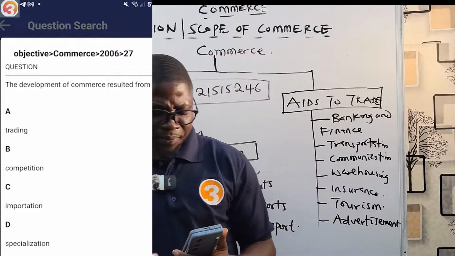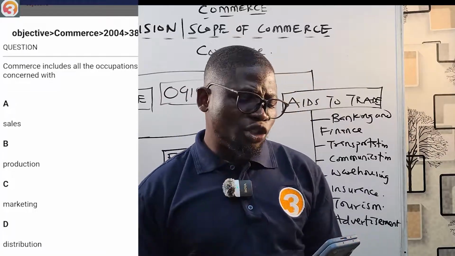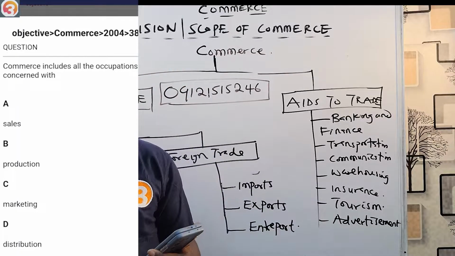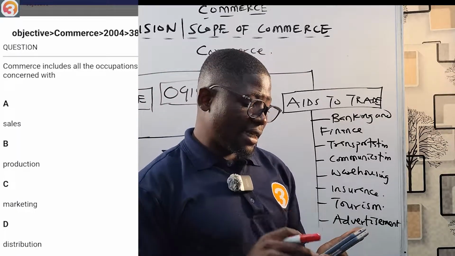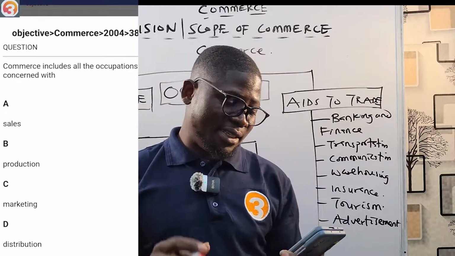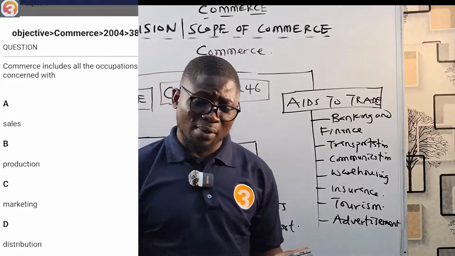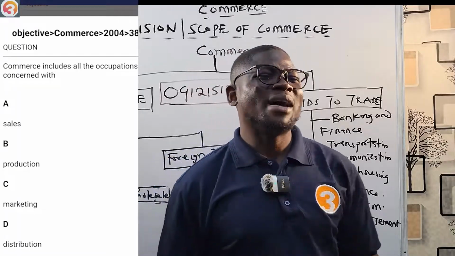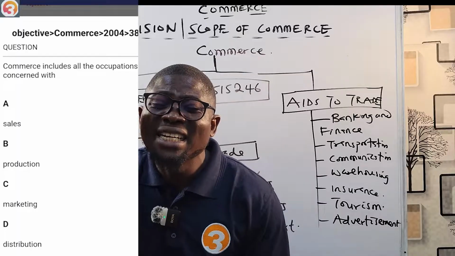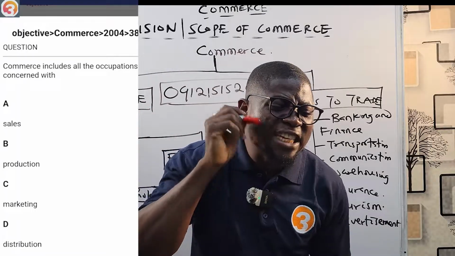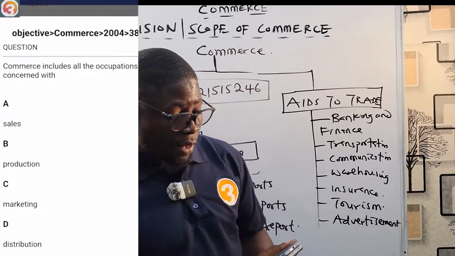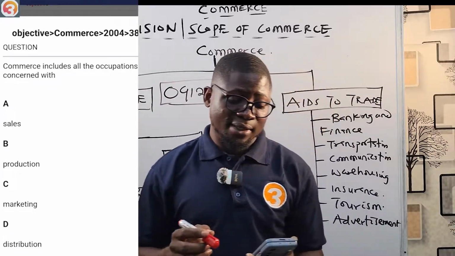2004, number 38. They said, commerce includes all the occupations concerned with, A, they said sales, B, they say production. C, they say marketing. D, they say distribution. This is a question on the scope of commerce. It encompasses all that is involved with the distribution and exchange. So our correct answer there is obviously D, distribution.